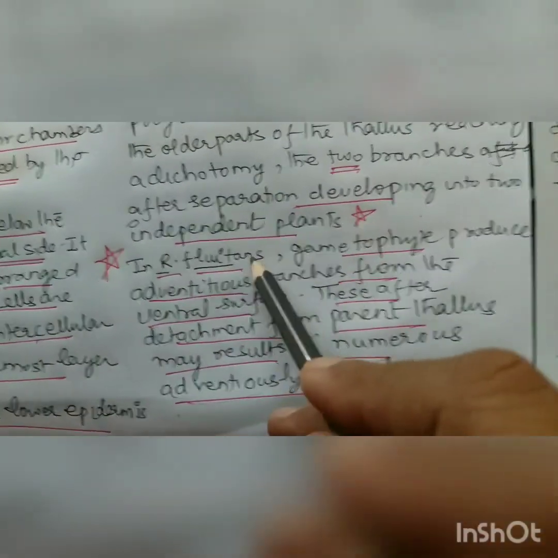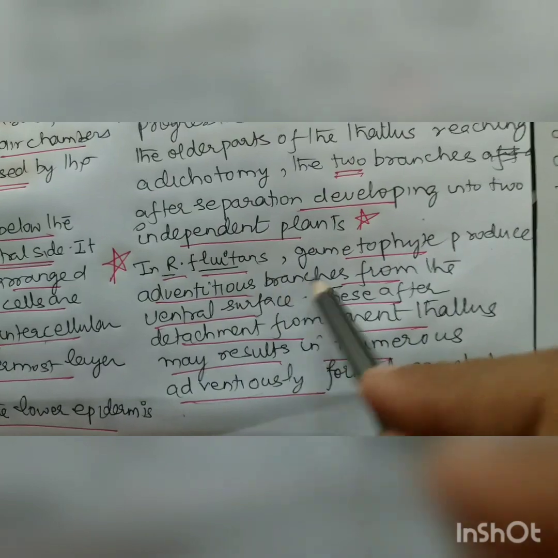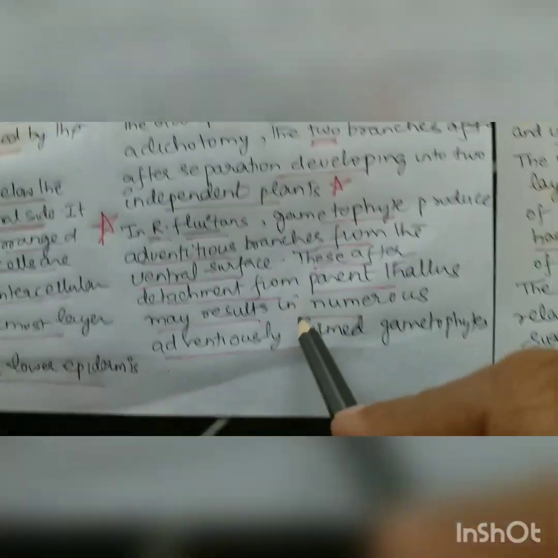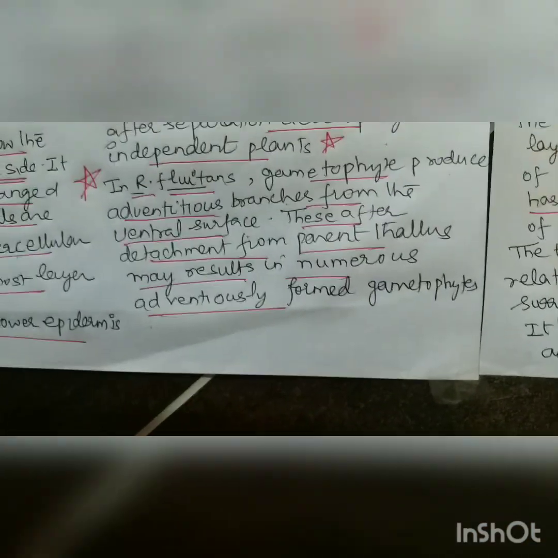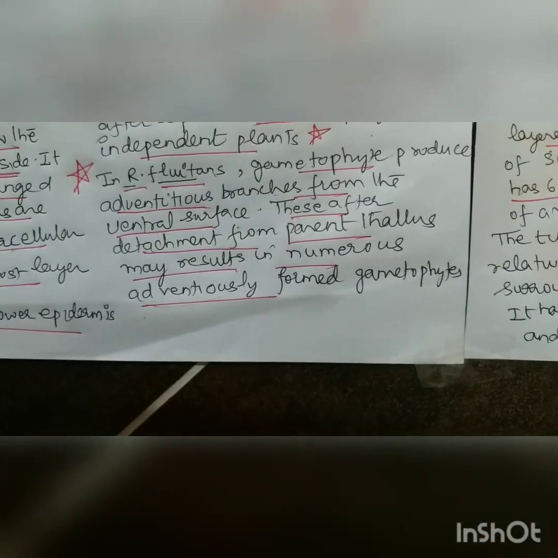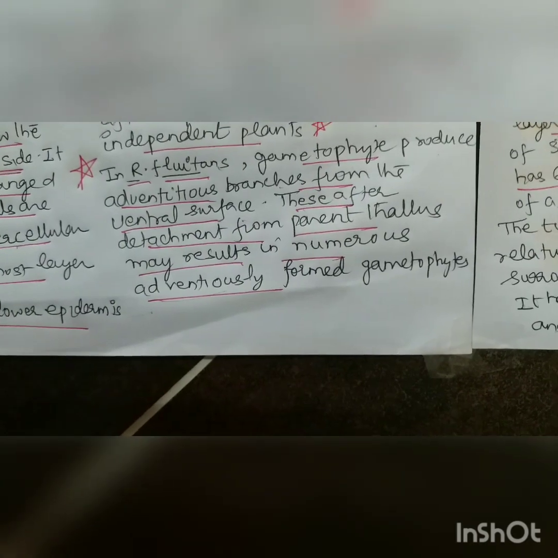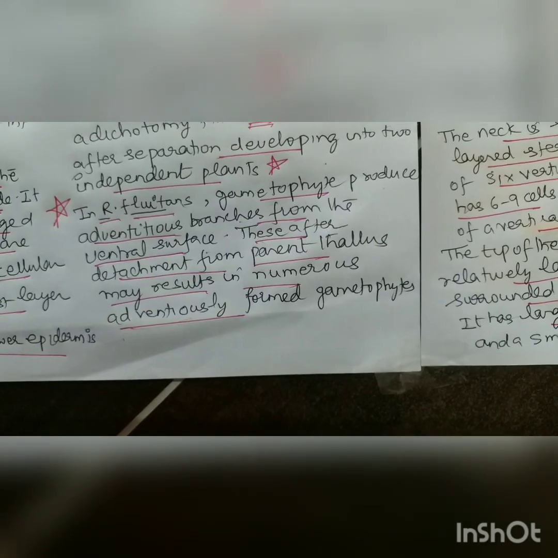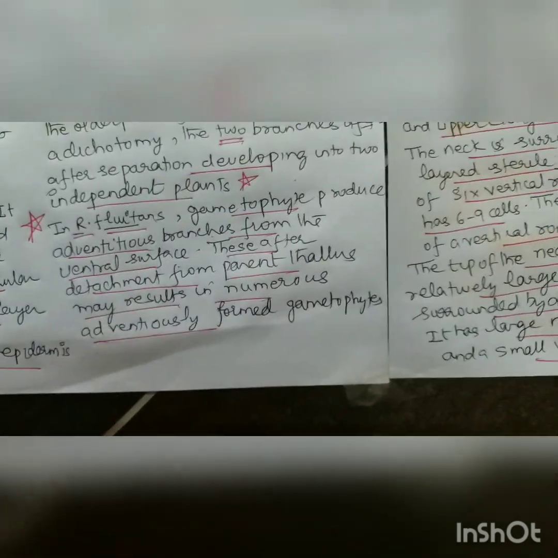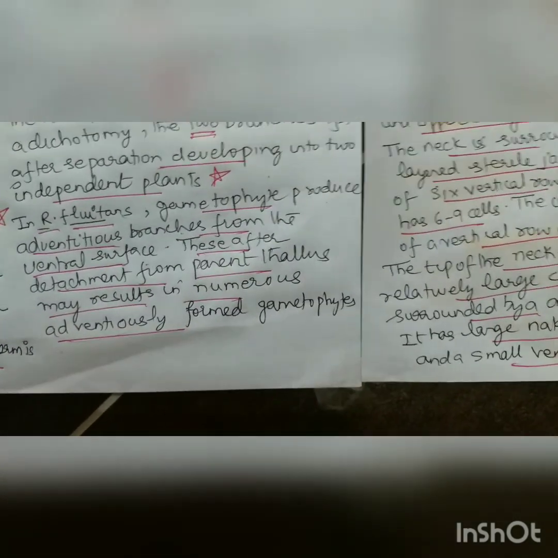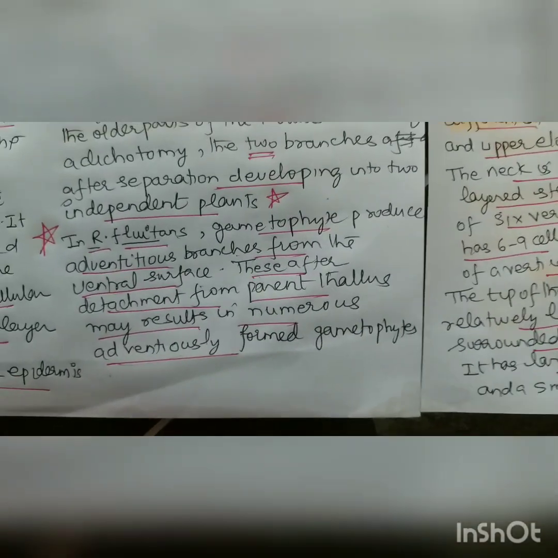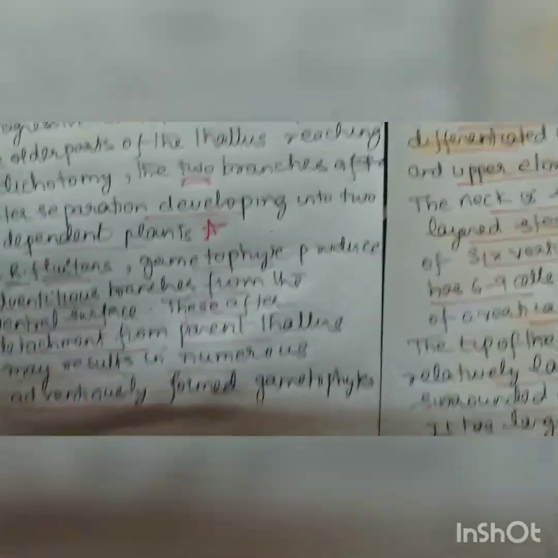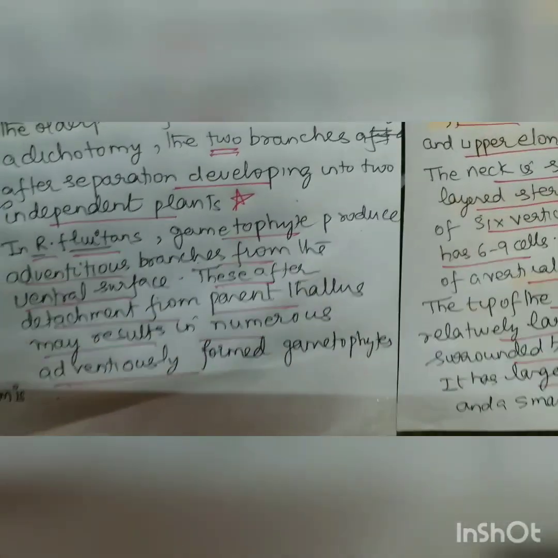Whereas in Riccia fluitans, the gametophyte produces adventitious branches from the ventral surface. These, after detachment from the parent thallus, may result in numerous adventitious gametophytes. So Riccia fluitans, I again revise, lack scales and rhizoids. They have closed air chambers, and they have adventitious branches which form gametophytes. And Riccia fluitans are also aquatic bryophytes.